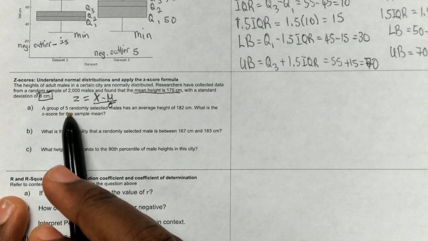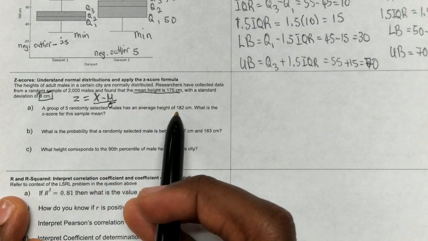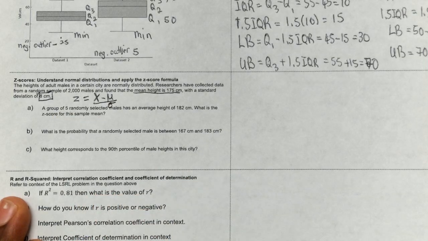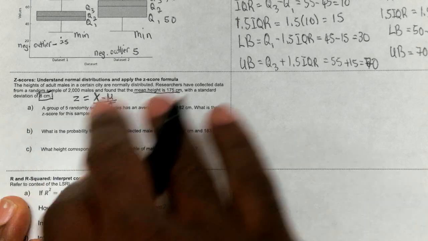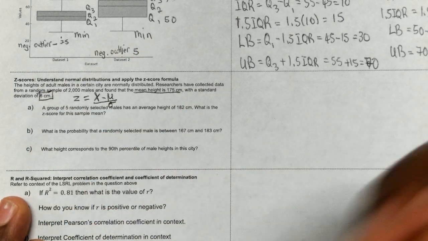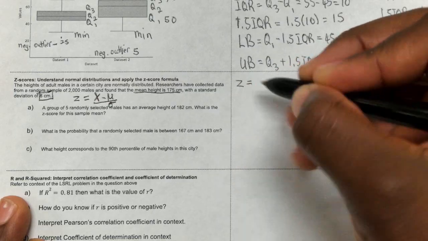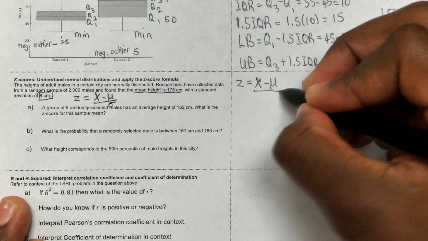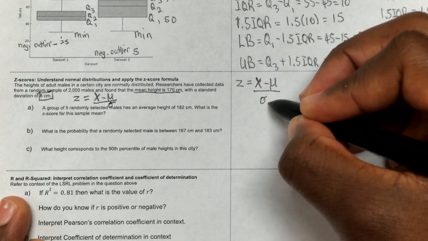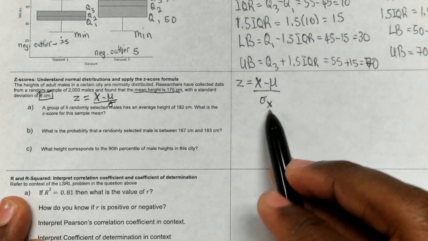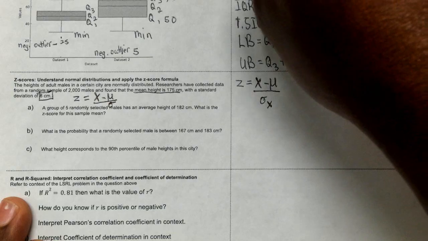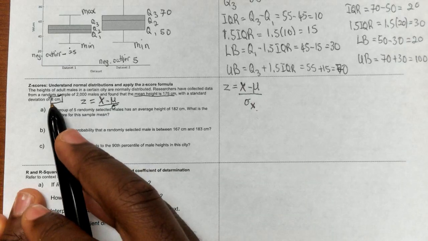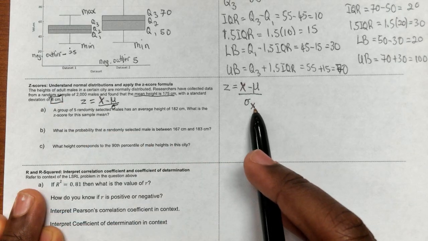So the question says, a group of 5 randomly selected males has an average height of 182 centimeters. What is the z-score for the sample mean? Okay, this time we're trying to find the z-score not for the entire population, but for the sample. So when you're trying to find the z-score for the sample, you're going to do z is equal to the x value that you're trying to find the corresponding z-score for, minus your mean, divided by the standard deviation, but the standard deviation of the sample, which is represented as standard deviation of x, okay? So you're probably wondering, how do I calculate the standard deviation of x when we're only given the standard deviation of the population? How do I calculate for the sample?